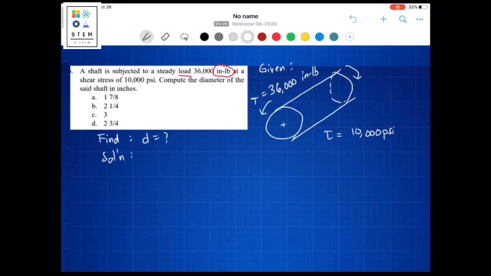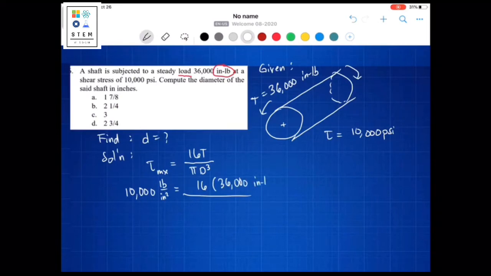So, compute the diameter. So, we have this derived formula kanina. So, mangyayari yung maximum shear stress, considering maximum shear stress allowable ng material sa shaft. For solid shaft, 16T over pi diameter cube. Okay, so, substitute. So, given lahat. So, we have this 10,000 PSI or pound square inch equals 16T, 16 times the torque na 36,000 inch-pound divided by pi d cube.